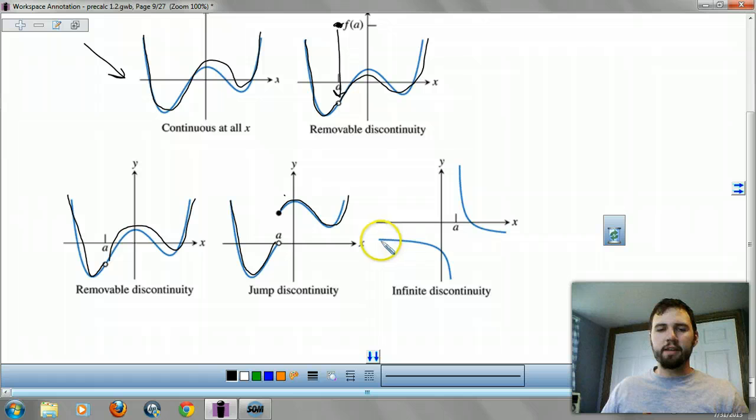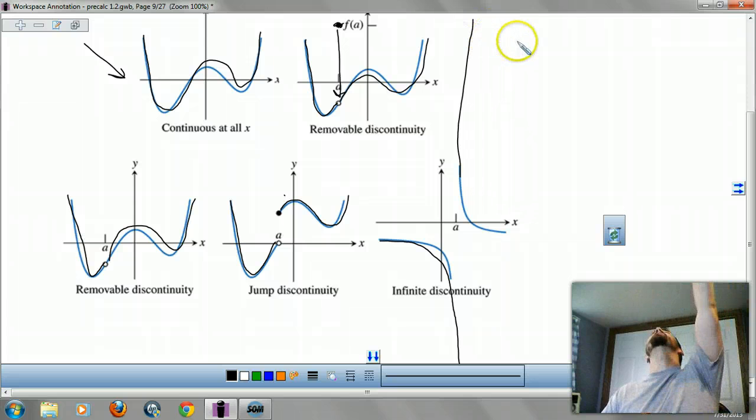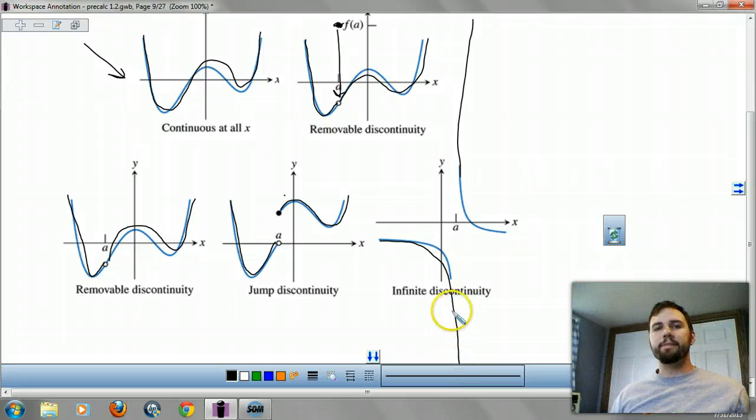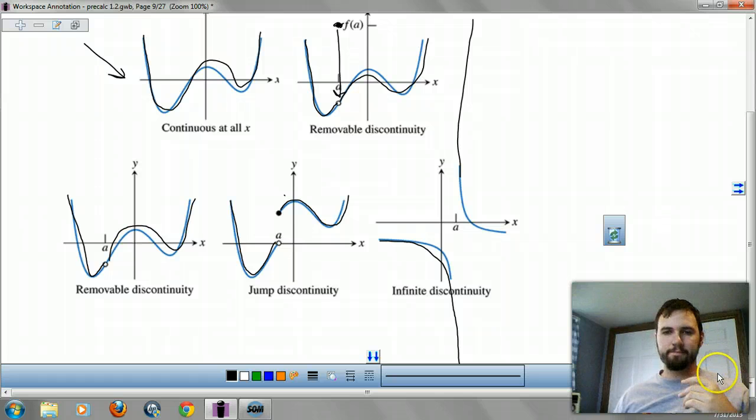And an infinite discontinuity means this goes on forever down, and this goes on forever up past your screen. So the distance between this point and this point is infinite, so you can't see it. So it's an infinite discontinuity.